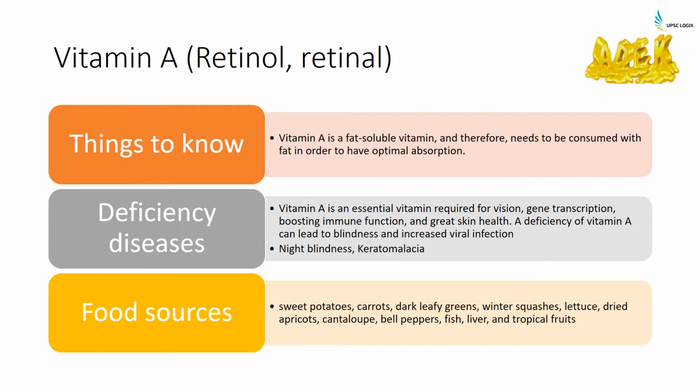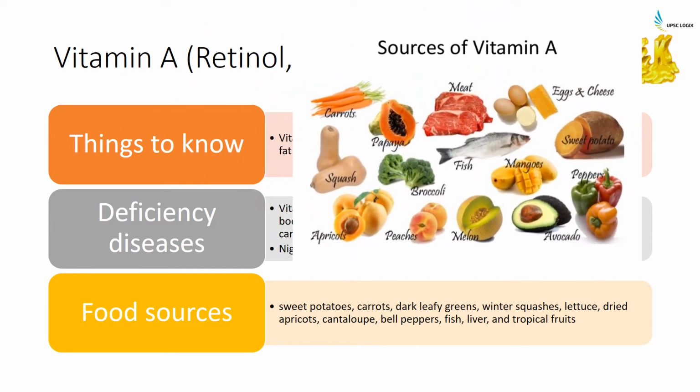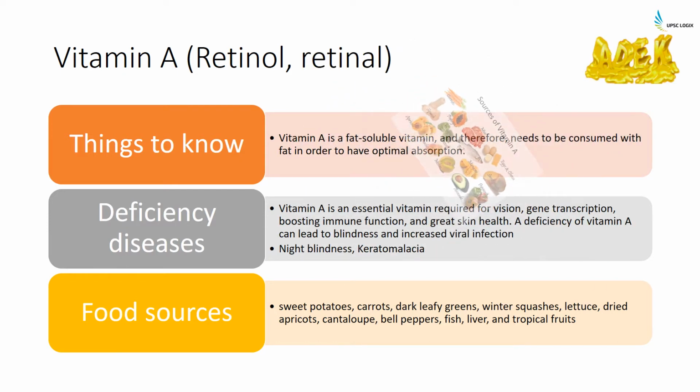Then the food sources are sweet potatoes, carrots, dark leafy greens, winter squashes, lettuce, dried apricots, cantaloupe, bell pepper, fish, liver, and tropical fruits. So if you have a look at this picture and try to get it into our minds, carrots, papaya, squash, apricot, broccoli, peaches, fish, eggs and cheese, sweet potatoes, pepper, avocado, mangoes, etc. are all good sources of vitamin A. In fact, a question that can be asked in the exams is about mangoes and what it is a good source of. So it is a good source of vitamin A.